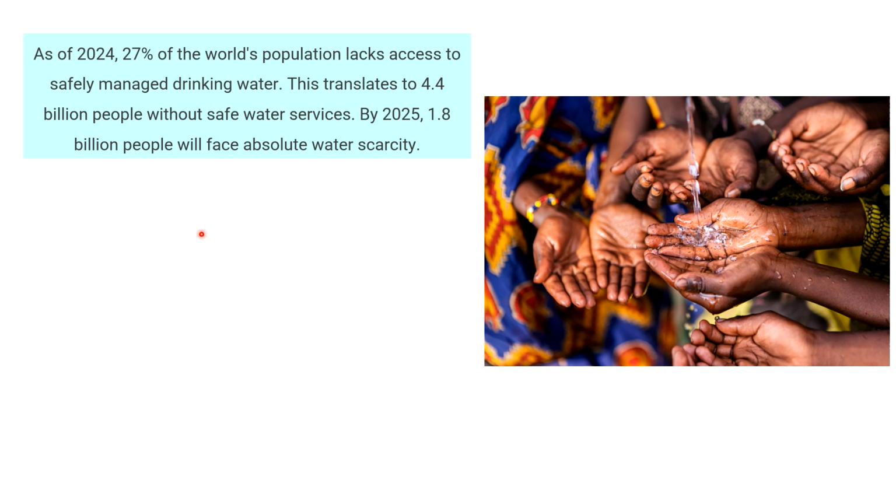Okay, so in 2024, the statistics tell us that 27% of the world's population lacks access to safe, managed drinking water. This translates to 4.4 billion people without safe water services. By 2025, 1.8 billion people will face absolute water scarcity. So that is terrible. Water scarcity is another big public health problem that is emerging, and unsafe water supply is one of the current problems that we are already facing. But scarcity will lead to no water availability.